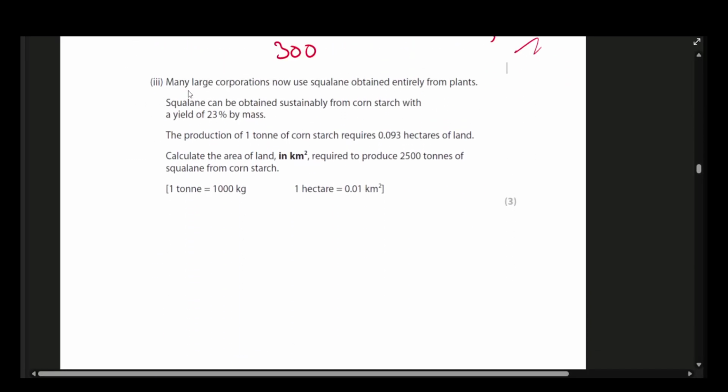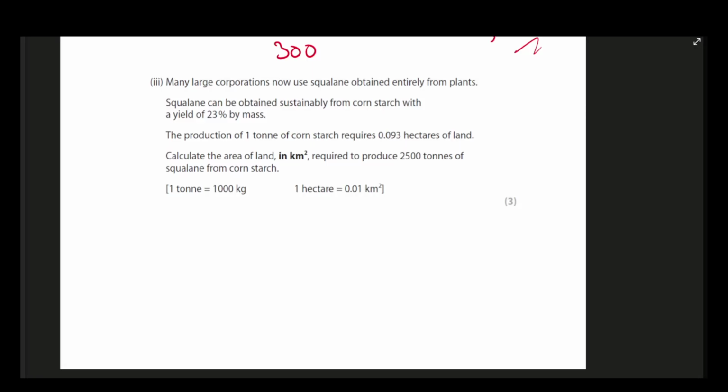All right. Many large corporations now use squalene obtained entirely from plants. Squalene can be obtained sustainably from cornstarch with a yield of 23% by mass. The production of 1 ton of cornstarch requires 0.093 hectares of land. Calculate the area of land required to produce 2500 tons of squalene from cornstarch.